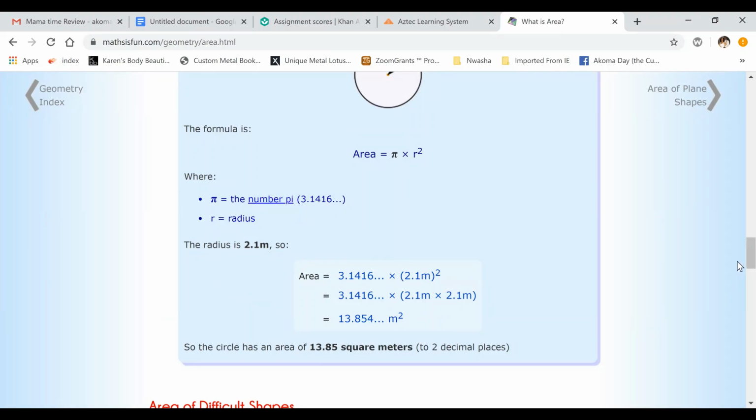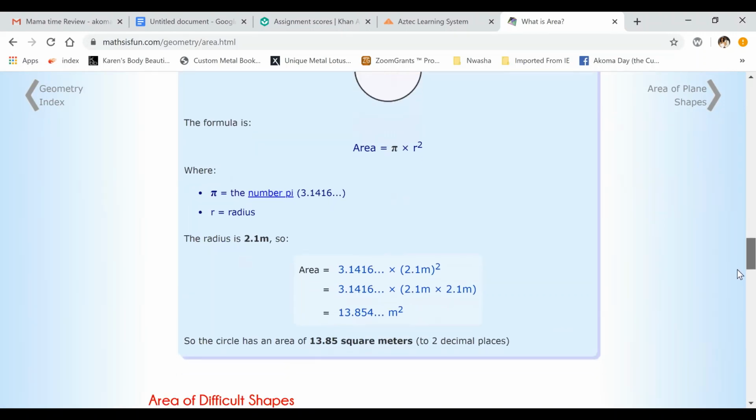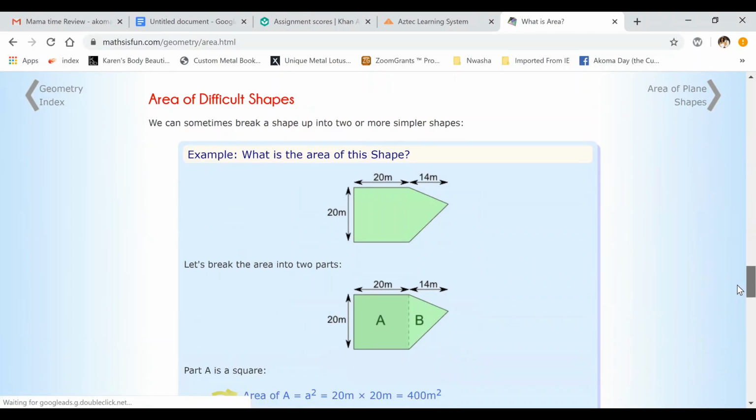And then the radius on this one was 2.1. So now you're doing the order of operations. You're putting the 2.1 in parentheses and squaring it. And then you're going to say 2.1 times 2.1 and then times 3.1416. So it's building on what we already did with algebra.